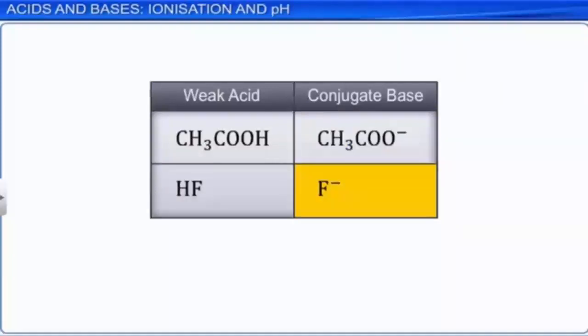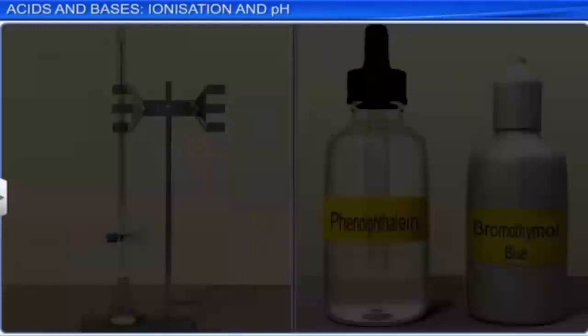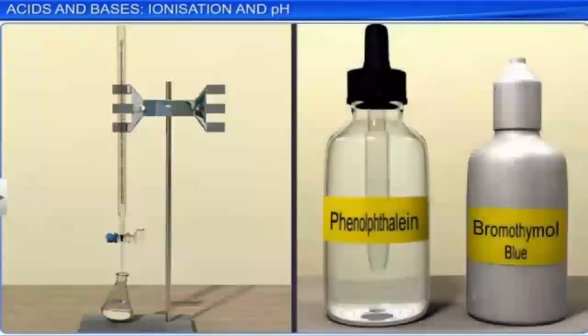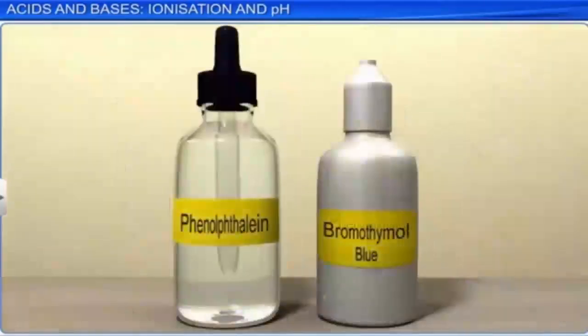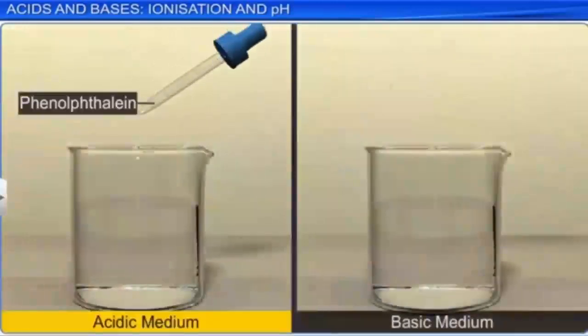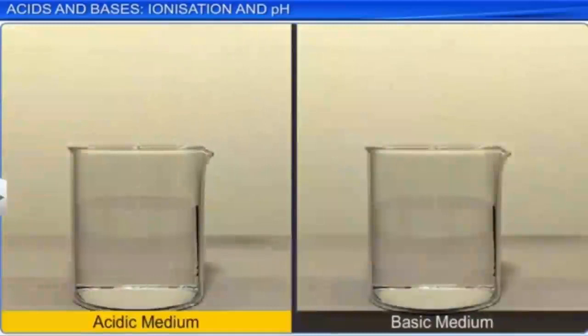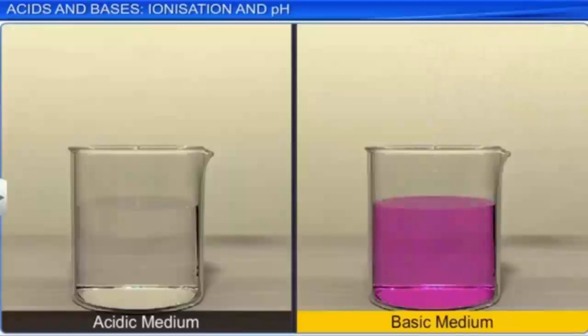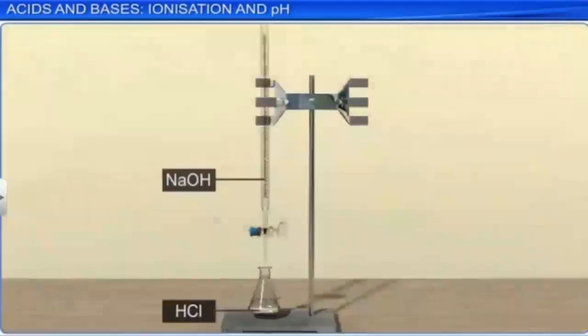You might have observed that during acid-base titration reactions, indicators like phenolphthalein and bromothymol blue are used. Generally, indicators are weak organic compounds that exhibit different colors in acidic and basic media. For example, phenolphthalein is colorless in an acidic medium and pink in a basic medium. This change in color helps us in identifying the end point of an acid-base reaction.